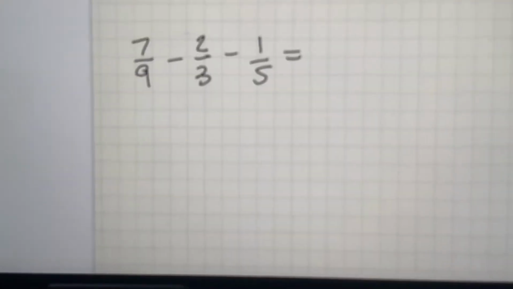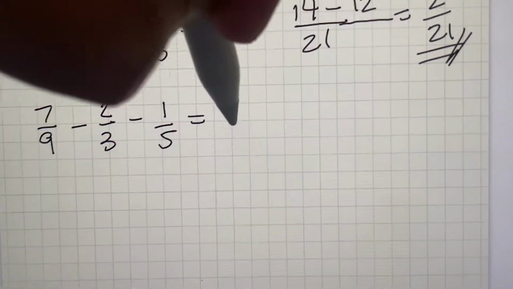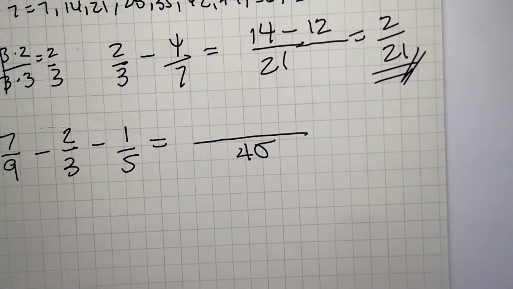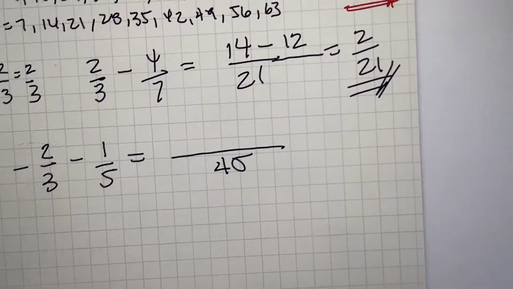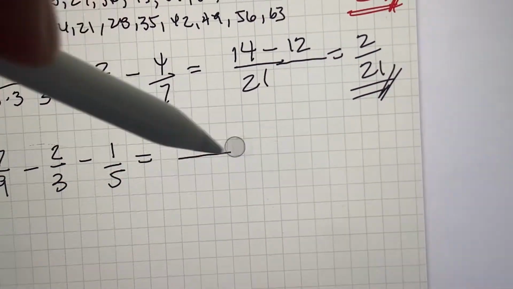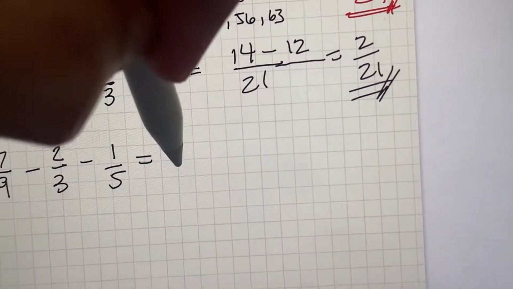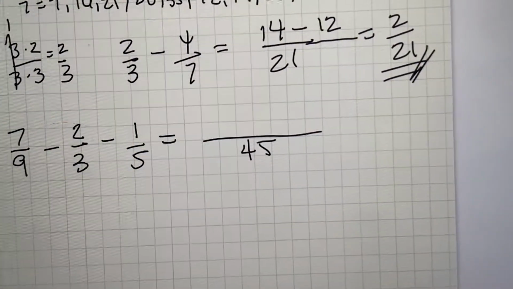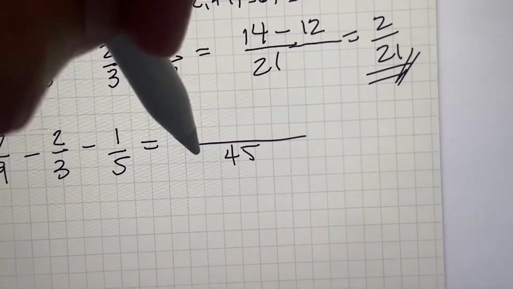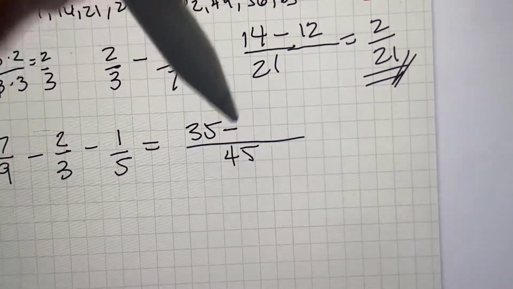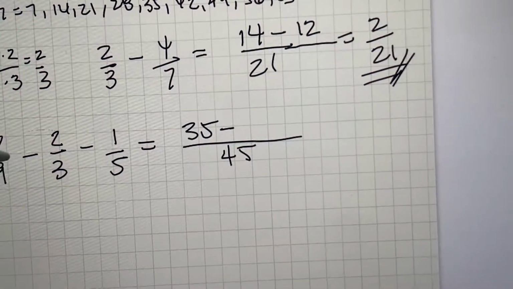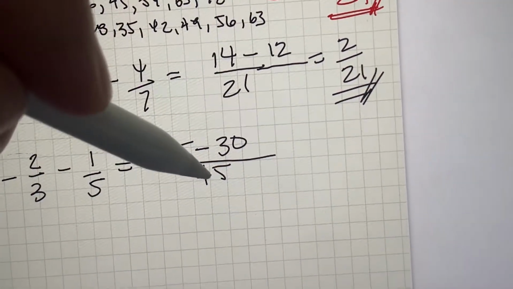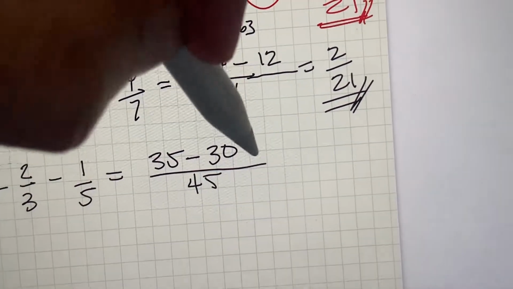3 times 15 is 45. So we can say 45. Let me correct that number. It looks like a different value altogether. So let me do it again. So 45. So 45 divided by 9 is 5, times 7 is 35, minus 45 divided by 3 is 15, times 2 is 30, and then 45 divided by 5 is 9.